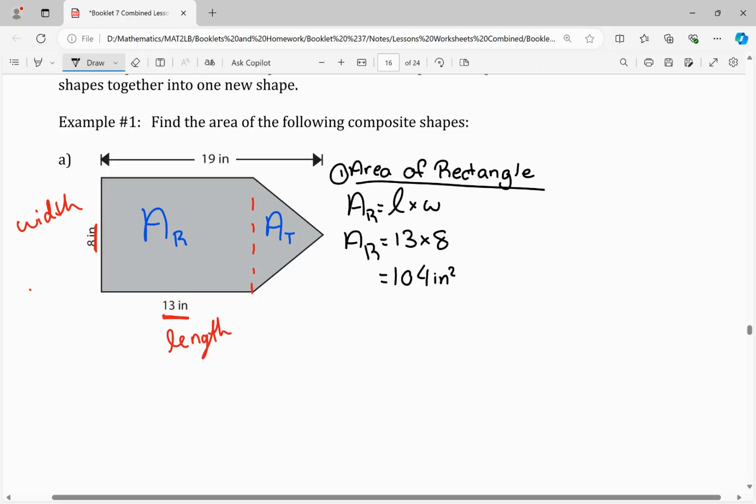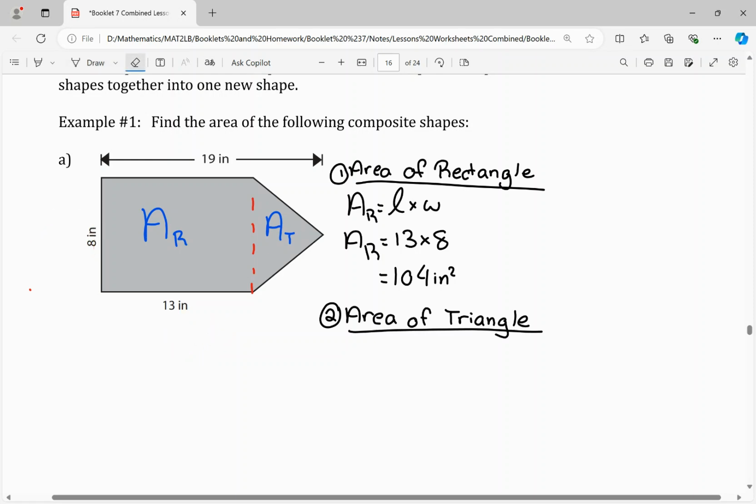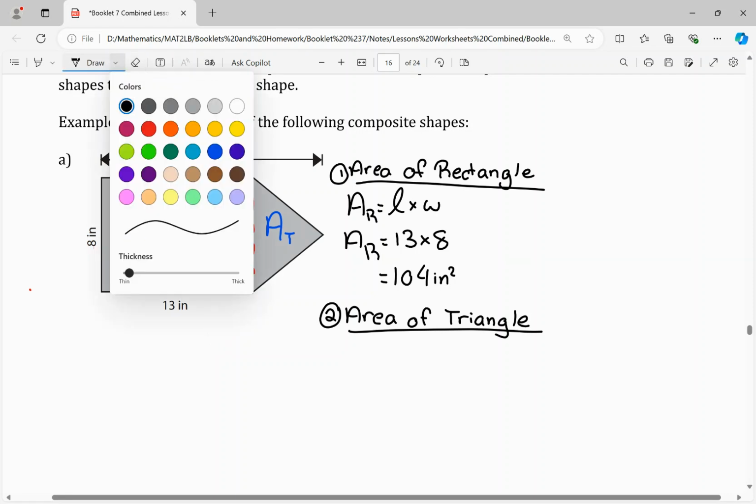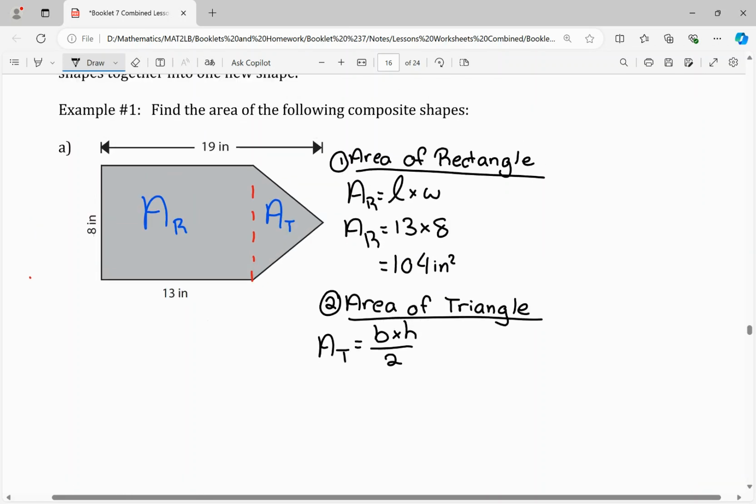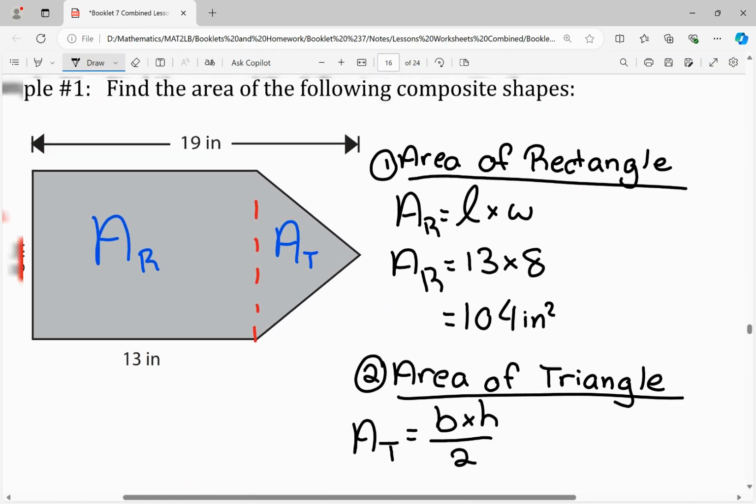Good. Now that we've calculated the area of the rectangle, the next thing that we need to do is find the area of the triangle. Now, in order to find the area of the triangle, we need to use the appropriate equation. And if you remember from earlier lessons, the equation for the area of the triangle is base times height divided by 2. Now, that might be a little bit harder to find on this picture, so let's take a closer look.